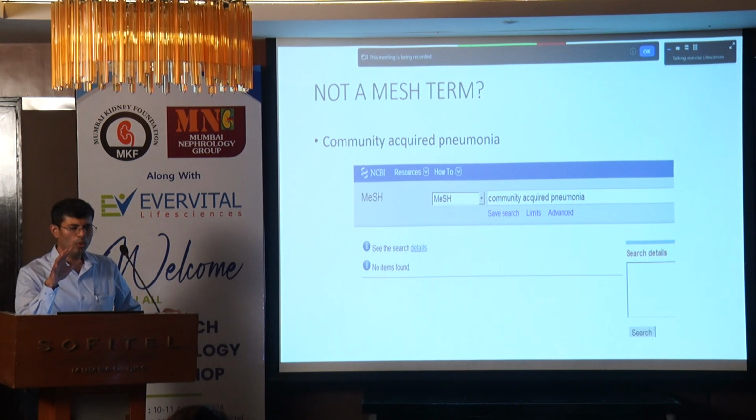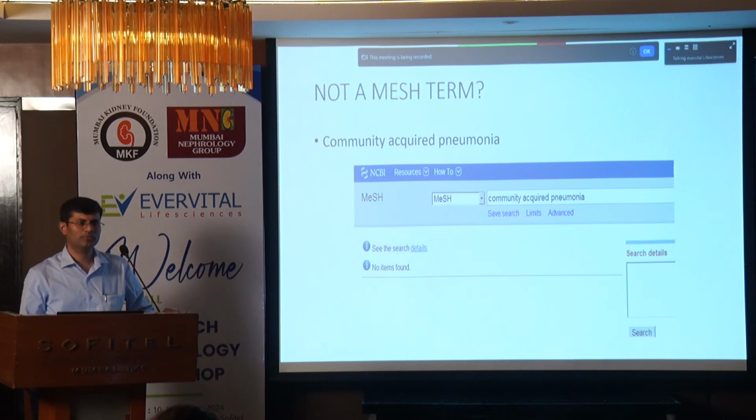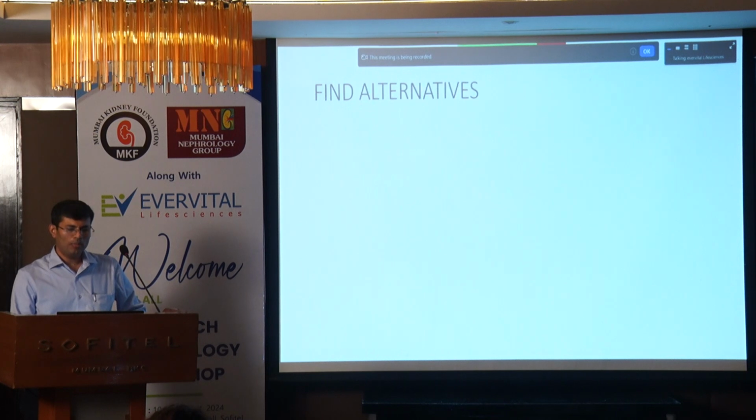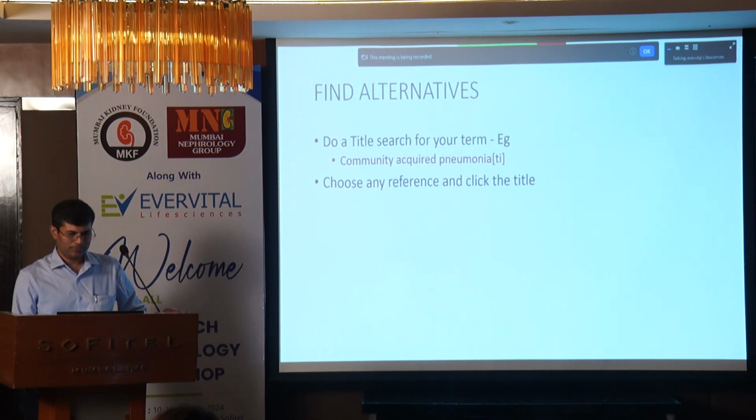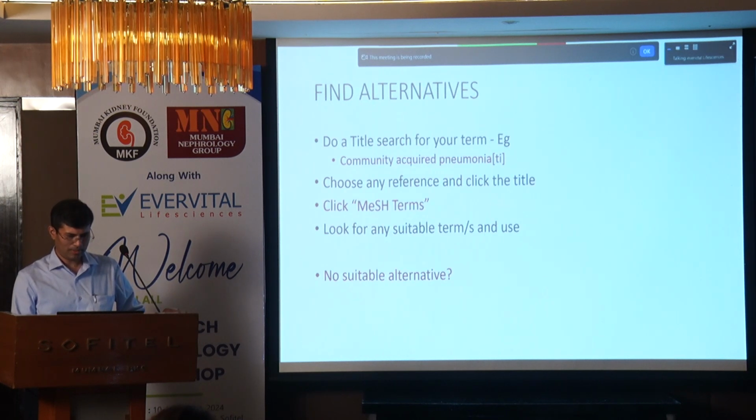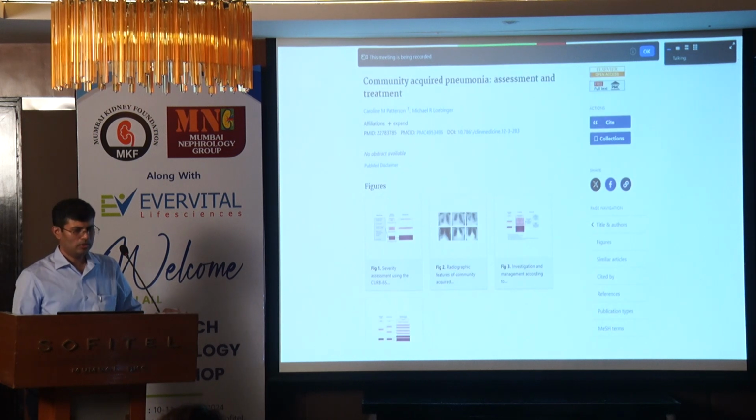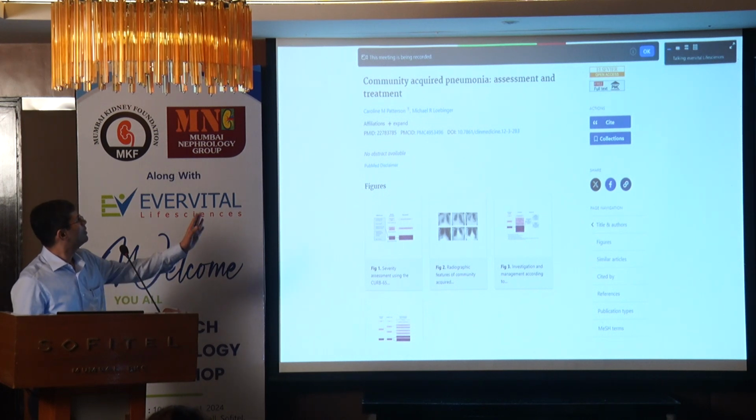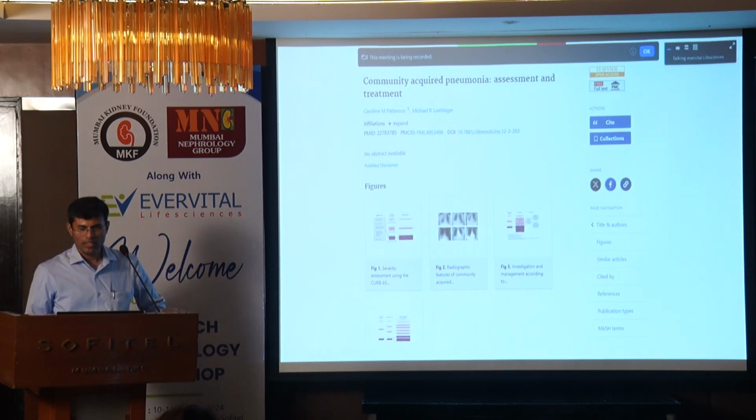For example, there is no MeSH term for community acquired pneumonia. So what do I do? I randomly go to any community acquired pneumonia article. I'll give you the example. Okay, so this was published in 2012 and this article is about community acquired pneumonia.